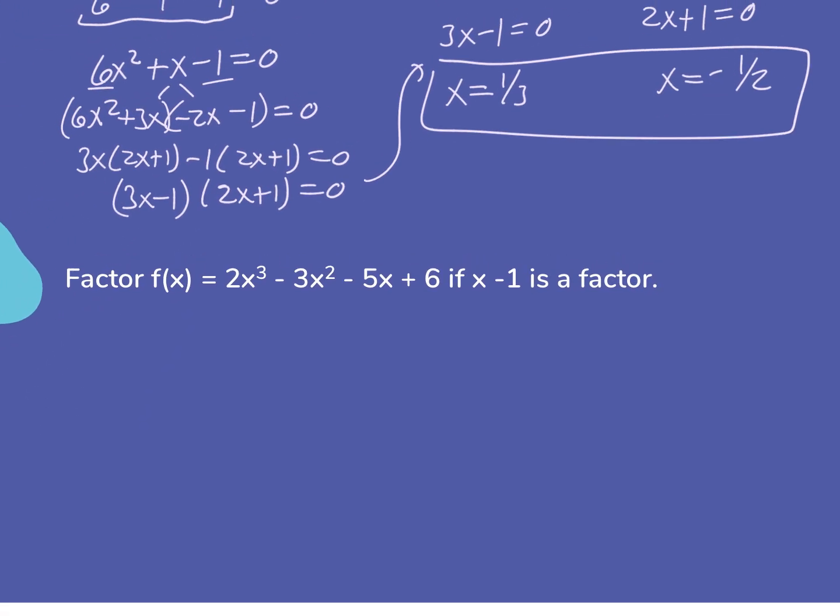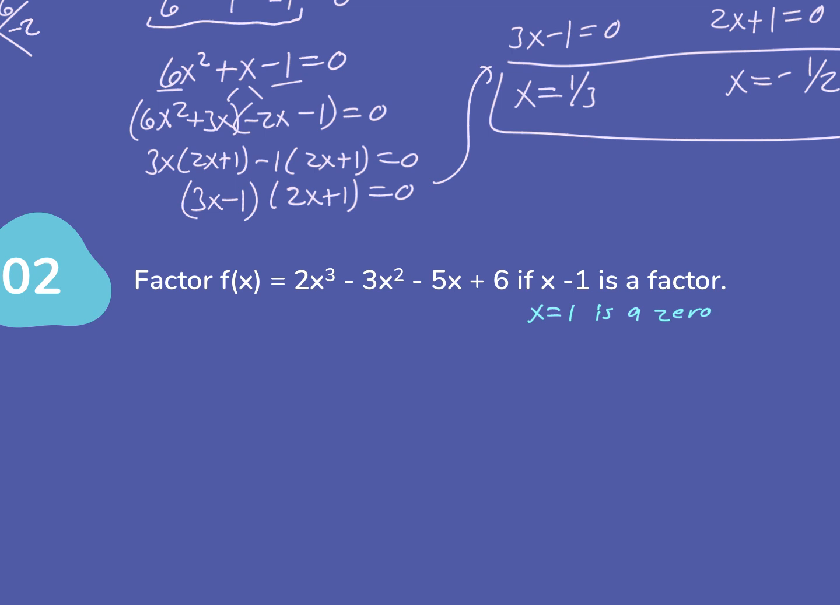It gives us now that x minus 1 is a factor. If x minus 1 is a factor, that just means x equals 1 is a 0. And this is the number that we're going to use in our synthetic division. If they give us a factor, use the opposite of the number that you see. So I'm going to put a 1 in the corner, and then you get a 2, -3, -5, and 6. It is a 0, meaning when we do our synthetic division, you should expect a 0 here. Let's just verify that that's true.